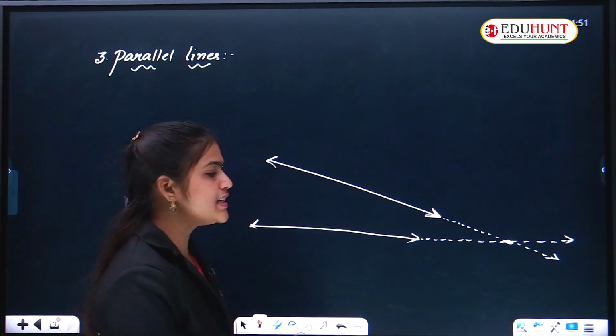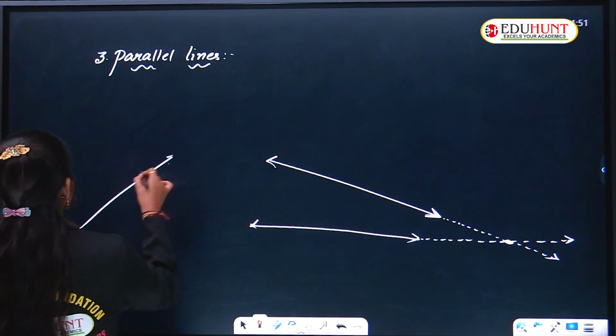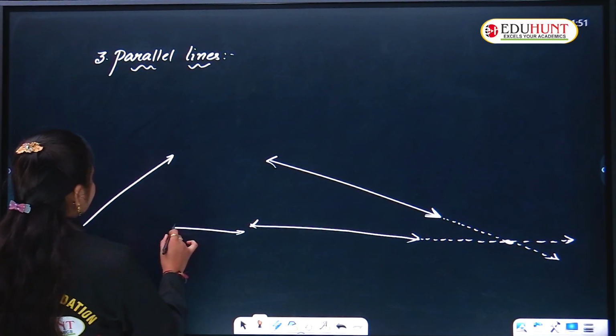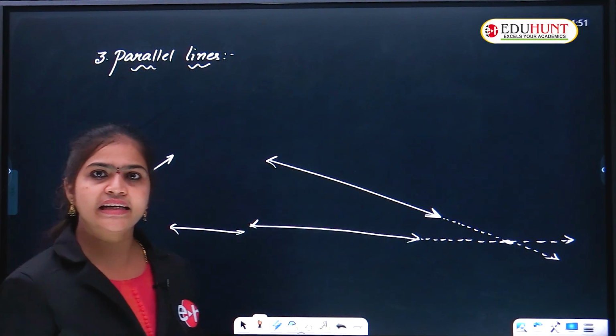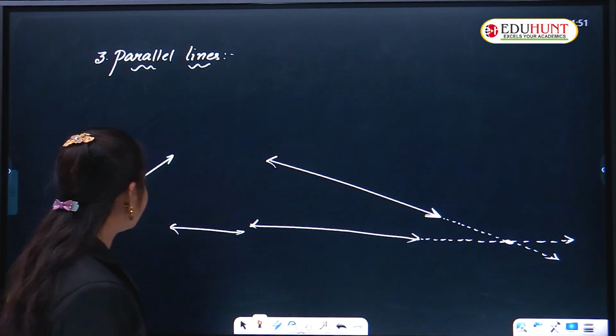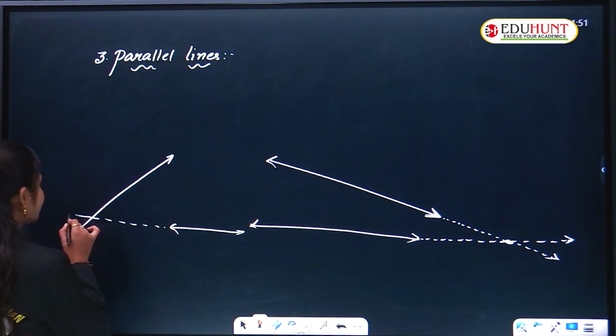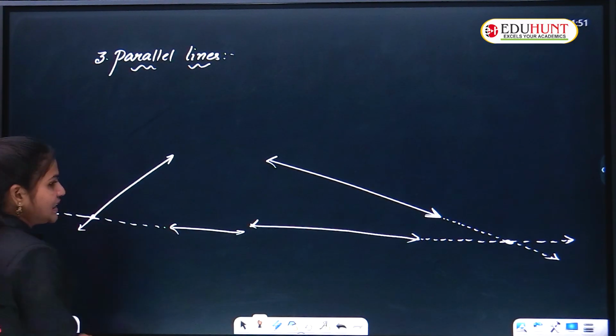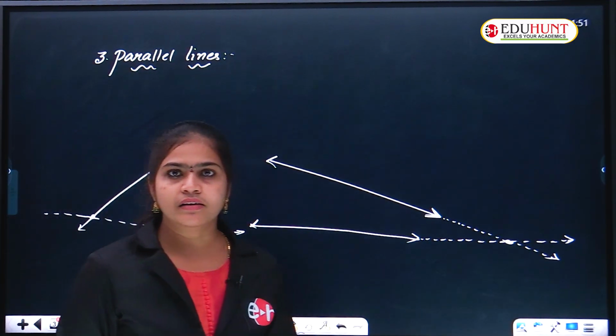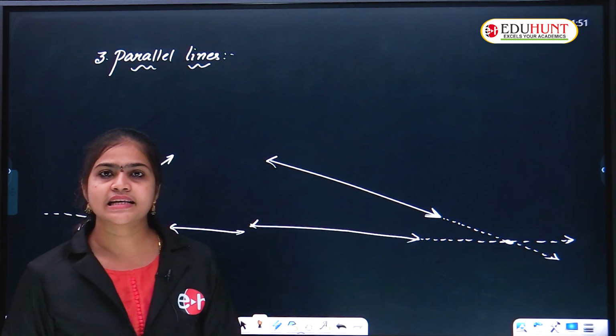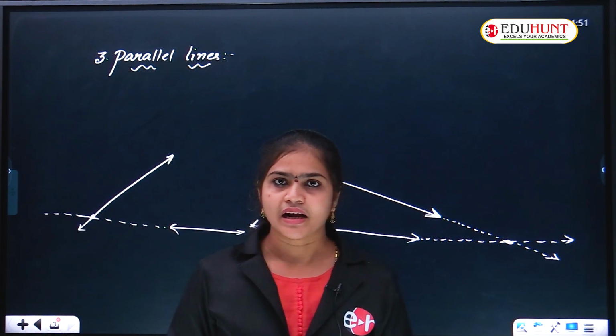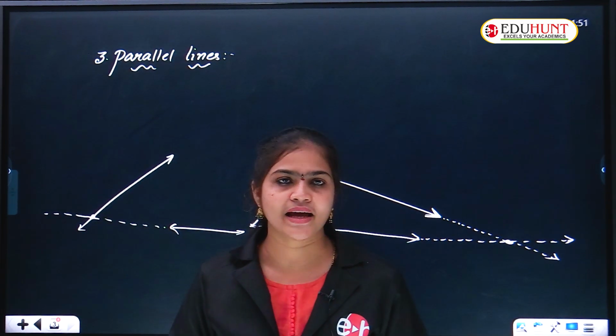Okay, not only these two lines, if you want to draw lines like these two, then we can say these two are also intersecting lines. How can we say that? After extension, somewhere those two will meet. Understood, ma? Okay, that's why we call those two lines intersecting lines. Understood? Now what about parallel lines?